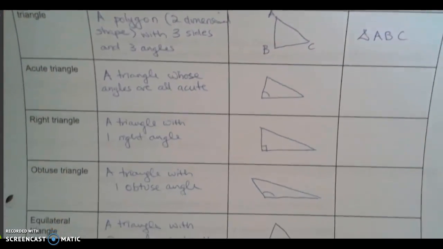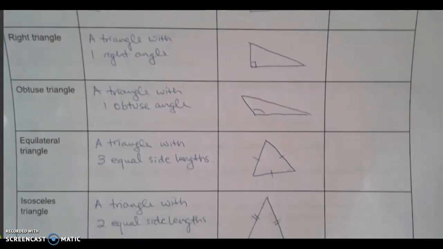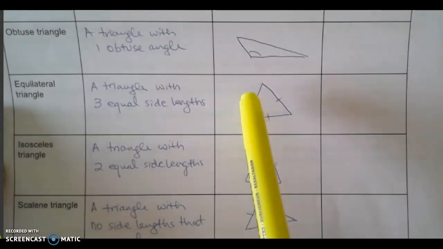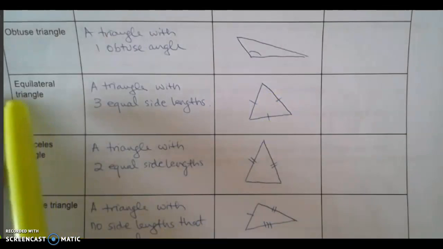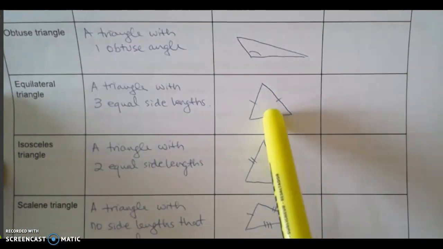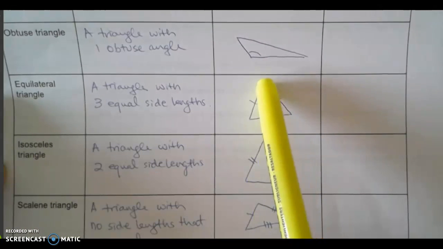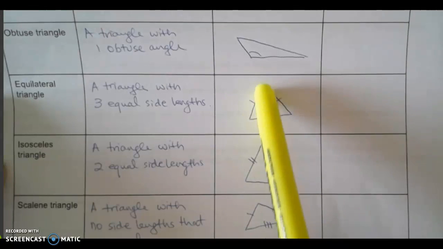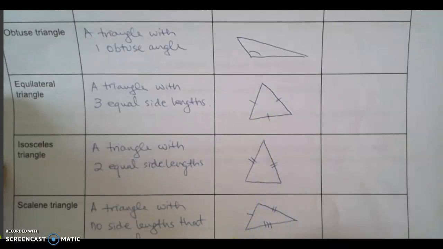And here they are. As far as the notation goes, there isn't much notation. What is important is the notation on the diagram. For the equilateral triangle, these notches tell me that this line segment is the same length as this line segment, and the same length as this line segment.